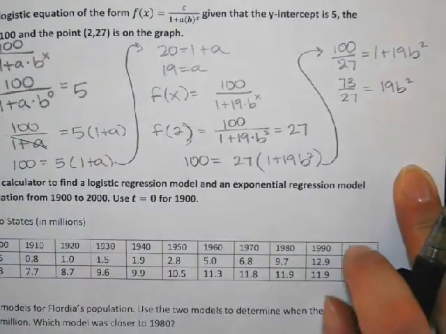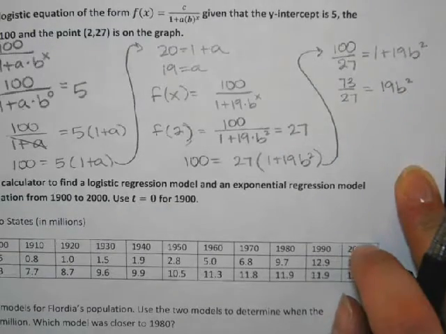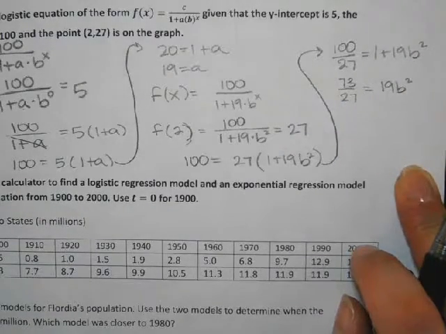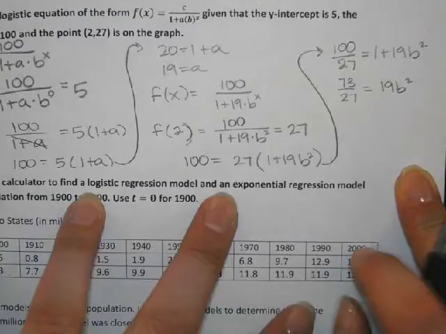And then what do we have to do? Okay, so I'm going to take that fraction, 73 27ths, and divide by 19, and turn that into a fraction.